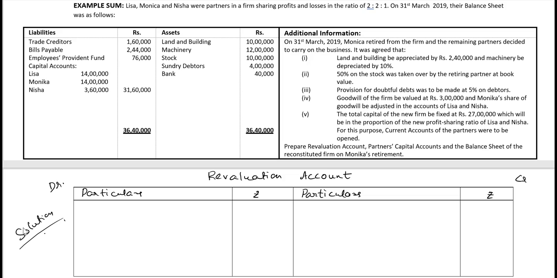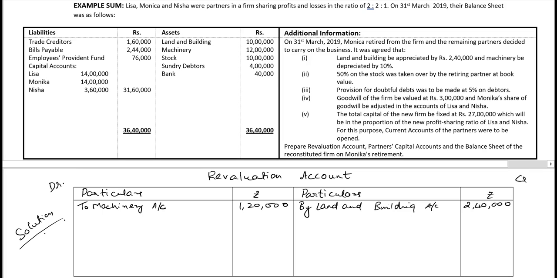As per point 1, land and building be appreciated by rupees 2,40,000. So we have by land and building account 2,40,000 rupees. And machinery be depreciated by 10%. So to machinery account, 10% of 12 lakh is 1,20,000 rupees.